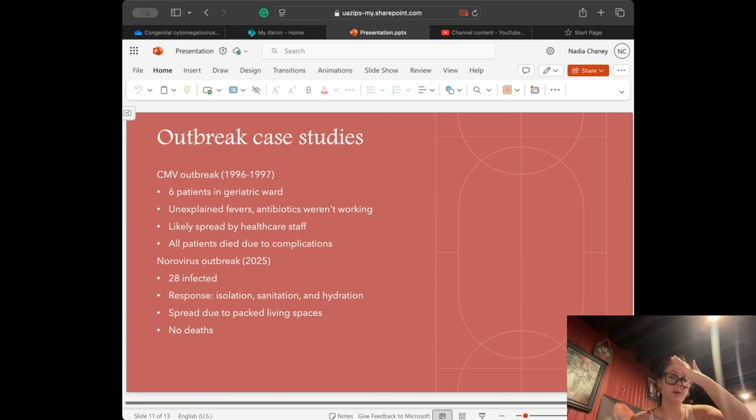And then the norovirus outbreak, there was one in 2025 in LA. So there were a bunch of people in a wildfire shelter. 28 people were infected. So what they did, they isolated them, they sanitized everything really well, they made sure they were hydrated, and it spread because of the packed living space. And there were no deaths from that.